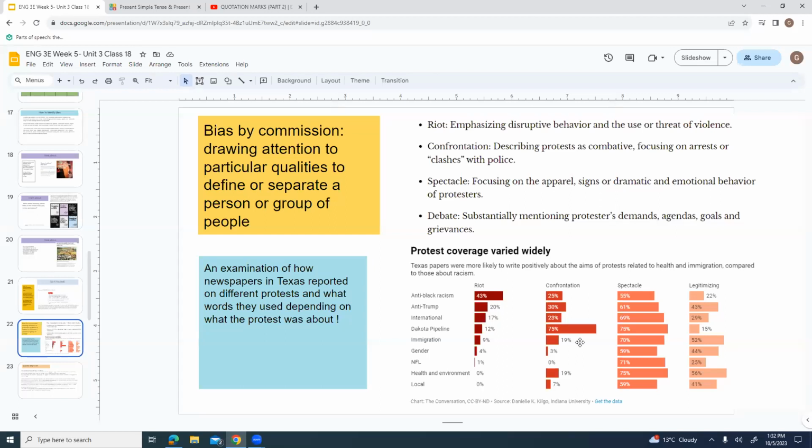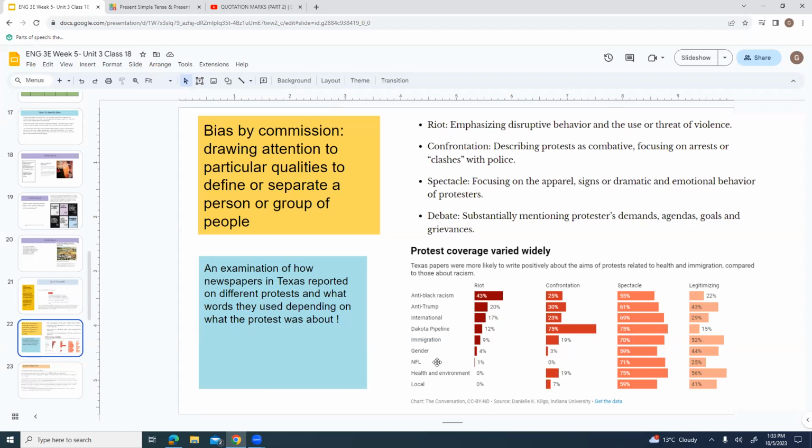Confrontation, 19% of the time. Spectacle, 70% of the time. And then legitimizing 52% of the time, which is actually really quite good. Gender, riots were discussed only 4% of the time. Confrontation, only 3% of the time. Spectacle, 59% of the time, so pretty high for that. But legitimizing was 44% of the time too, so that's kind of good.